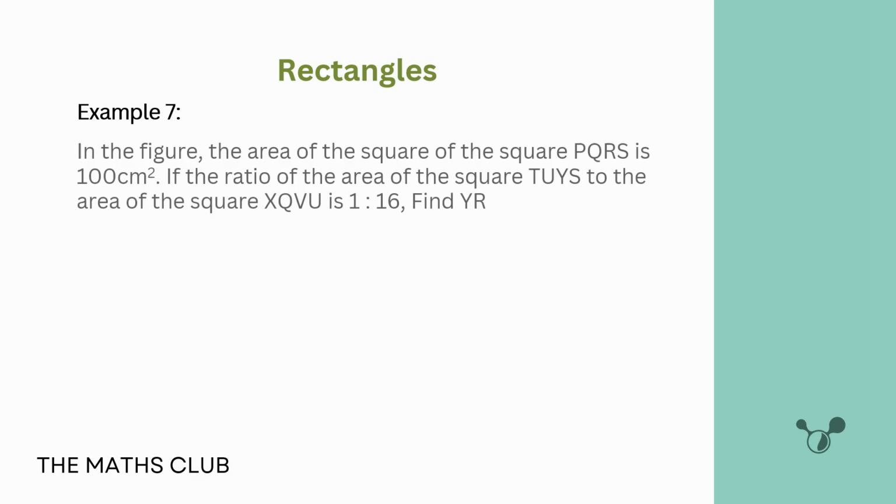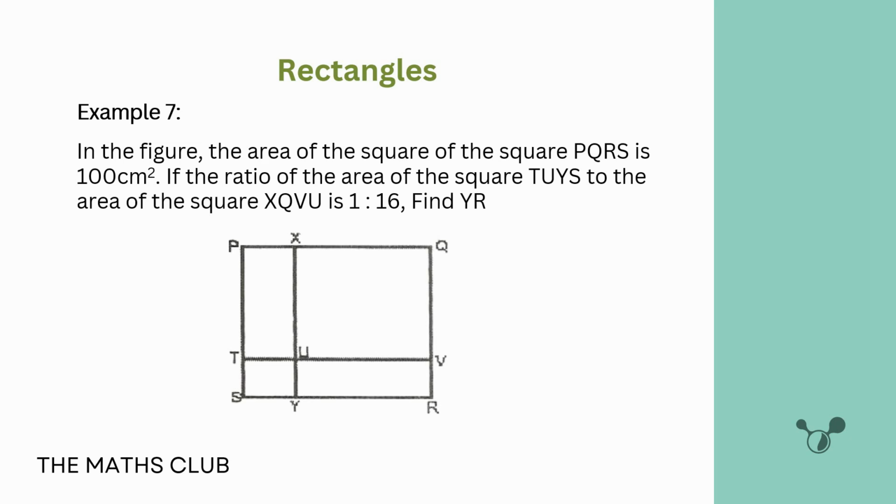Great. Example 7 states that in the figure, the area of square PQRS is 100 centimeter squared. So this PQRS is the big shape, the full shape. If the ratio of the area of the square TUYS to the area of the square XQVU, so the area of this one to the area of this one, is 1 to 16, find YR. You can pause the video and try this out yourself, but I'm going to go straight into the solution and you'll see how we solve it step by step.